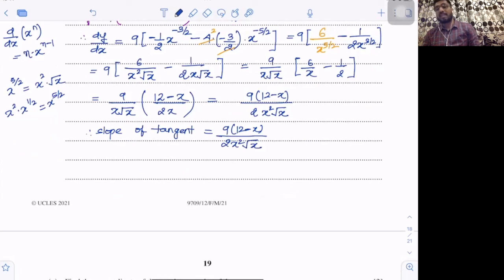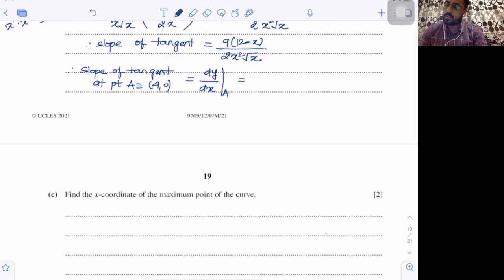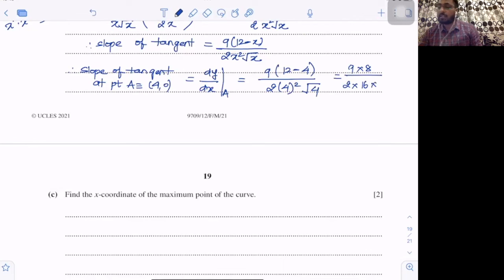So what will be the slope of the tangent which is drawn at point A? So therefore I can say, slope of tangent at point A, whose coordinates are 4, 0. That's dy by dx at point A. So it is 9, 12 minus x is 4 divided by 2 times of x is 4 root of 4. So 12 minus 4 is what? 12 minus 4 is 8. So that's 9 times of 8 divided by 2 times of 4 square is 16, right? 4 square is 16 multiplied root of 4.